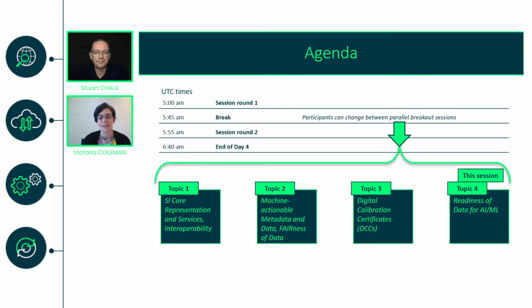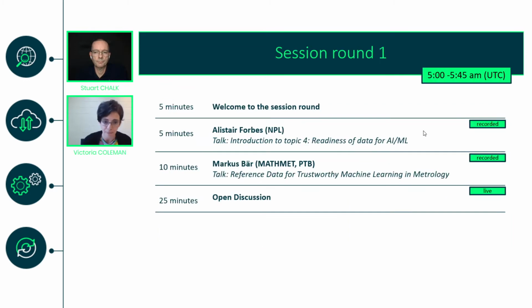Great, thanks, Stuart. The way today runs, we have 2 different rounds, and you're currently joined into session 4 for the first round, and our topic is readiness of data for artificial intelligence and machine learning. We have about 45 minutes for this round. We've got 2 presentations. After that, there'll be a short break when you can change sessions, and then we'll repeat the sessions over again, and then we'll finish up for the day.